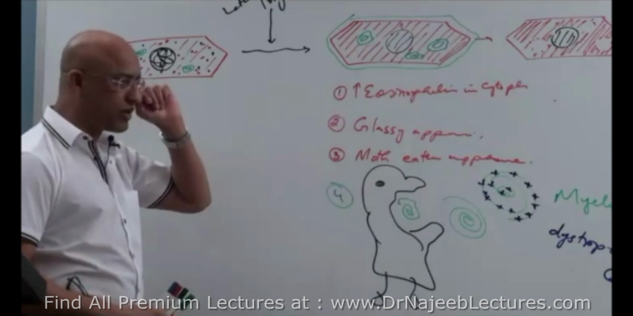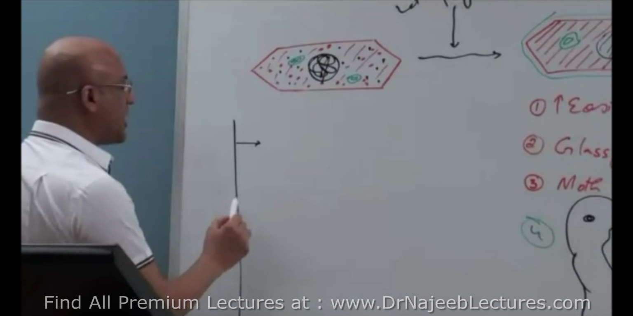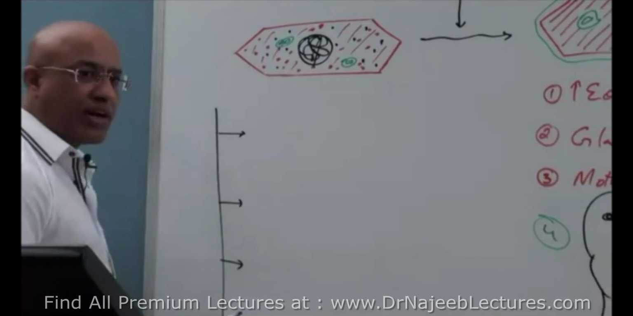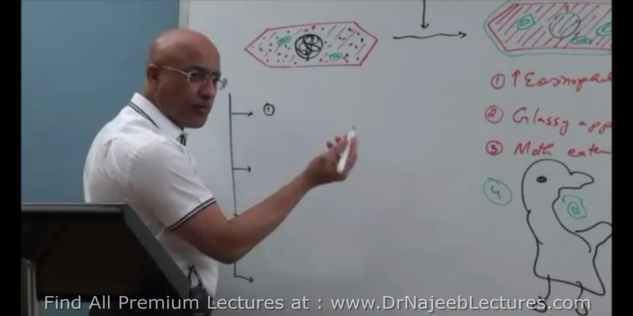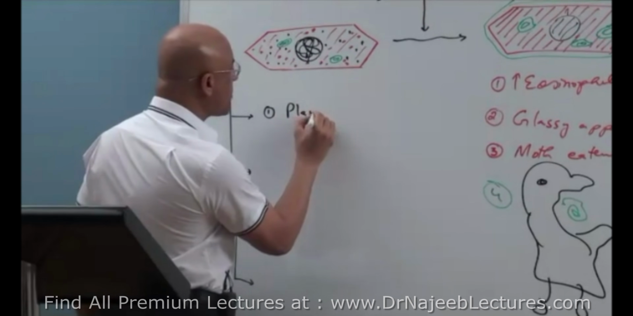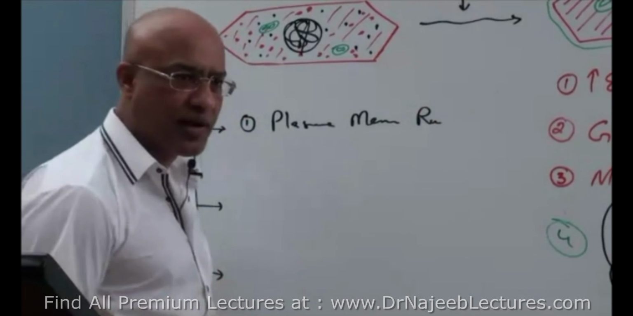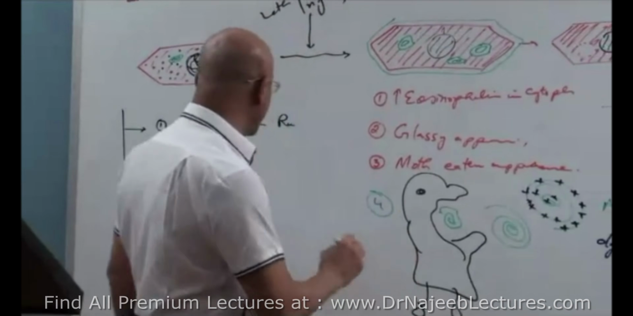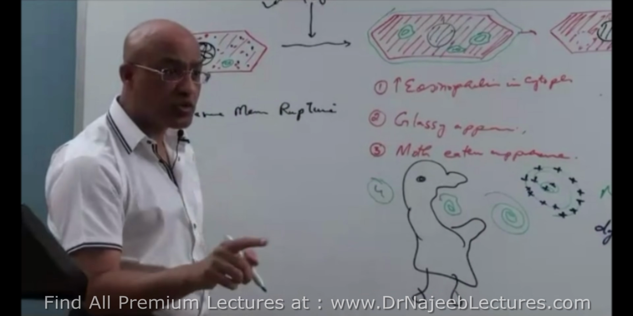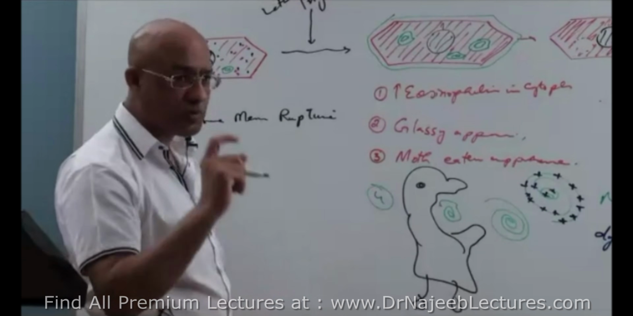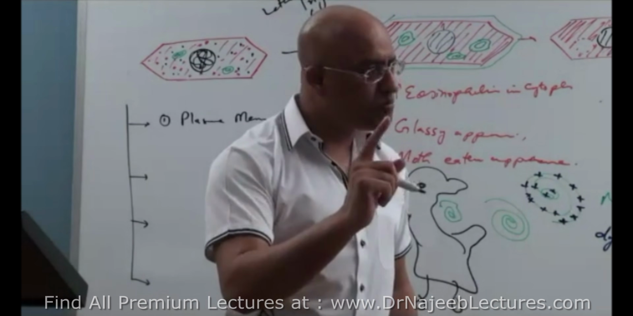Now we come to electron microscopic changes. That is called ultrastructural changes. Under the electron microscope, what changes will you find in these cells? Number one, plasma membrane ruptures, or discontinuities in the plasma membrane. And these ruptures are not only in the cell plasma membrane, but under the electron microscope can also be visible in the organelle membranes.